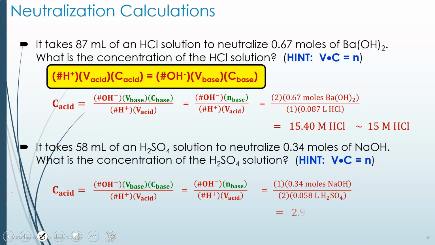And when we multiply this through, we get 2.931 molar, because moles divided by liters is molar, which we round to 2 significant figures, in this case to 2.9 molar sulfuric acid. And that's the answer to this problem.